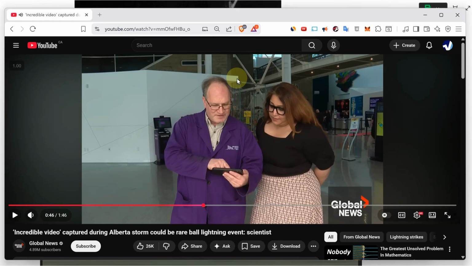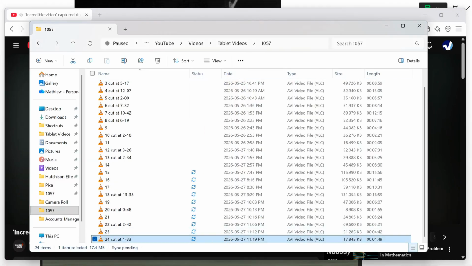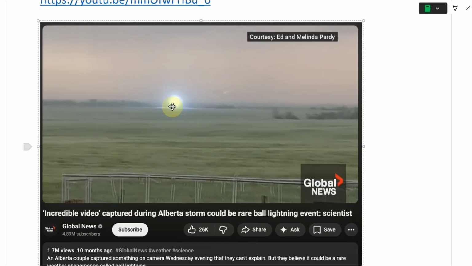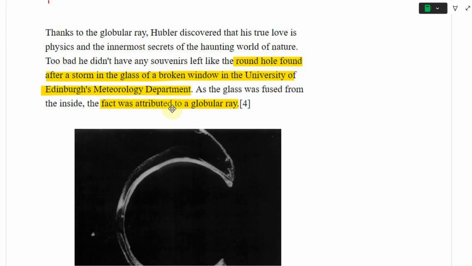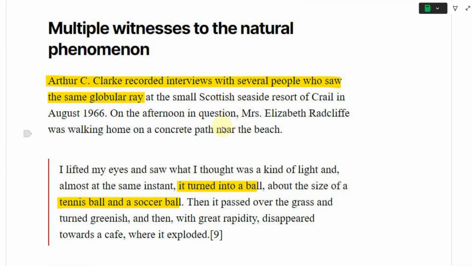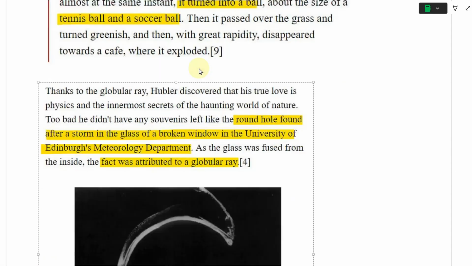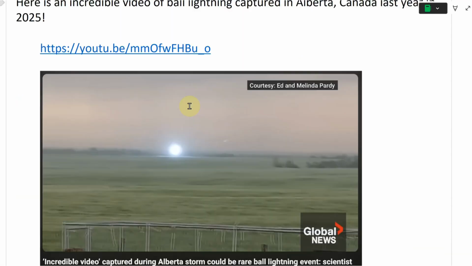All right, that's fascinating stuff here. Let's go back here. Yeah, so there's ball lightning. Zoom in again. Again, Arthur C. Clarke is interviewing people that witnessed this, and they were called globular rays back then. All right, going further into this now.